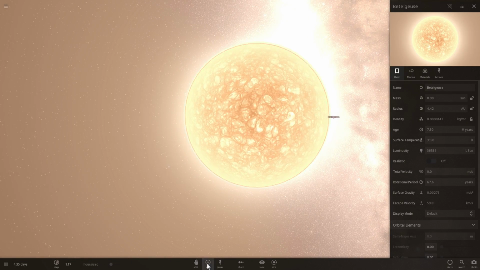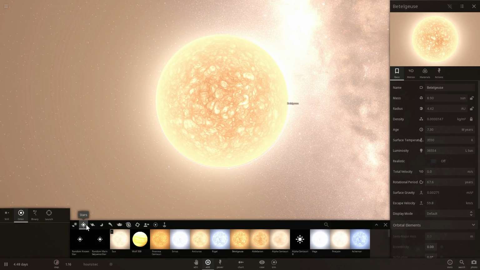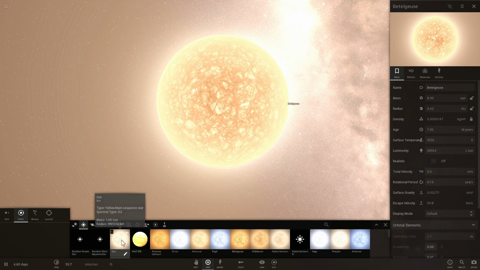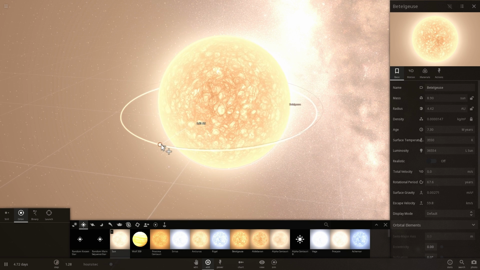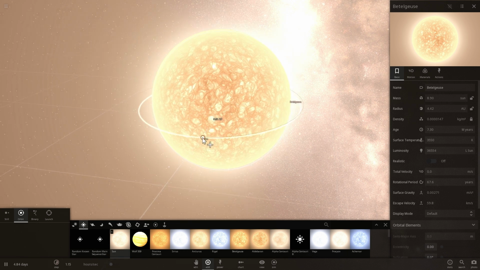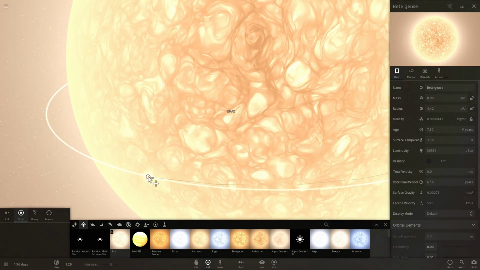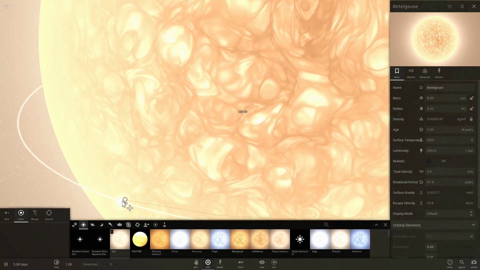So this is Betelgeuse. Just to give you a comparison, I'm going to show you what our sun looks like in comparison. So there is our sun, very, very, very, very, very tiny. This is essentially what Earth would look like next to our sun. So this is essentially the sun next to Betelgeuse.